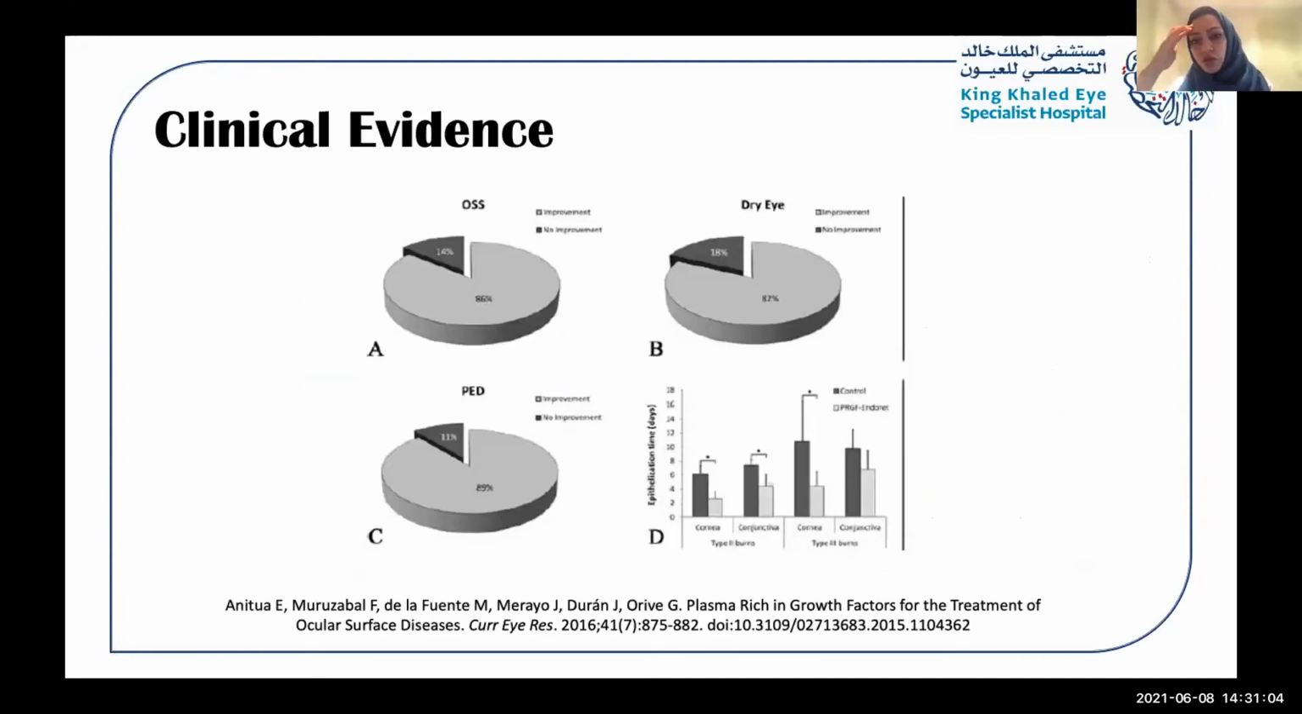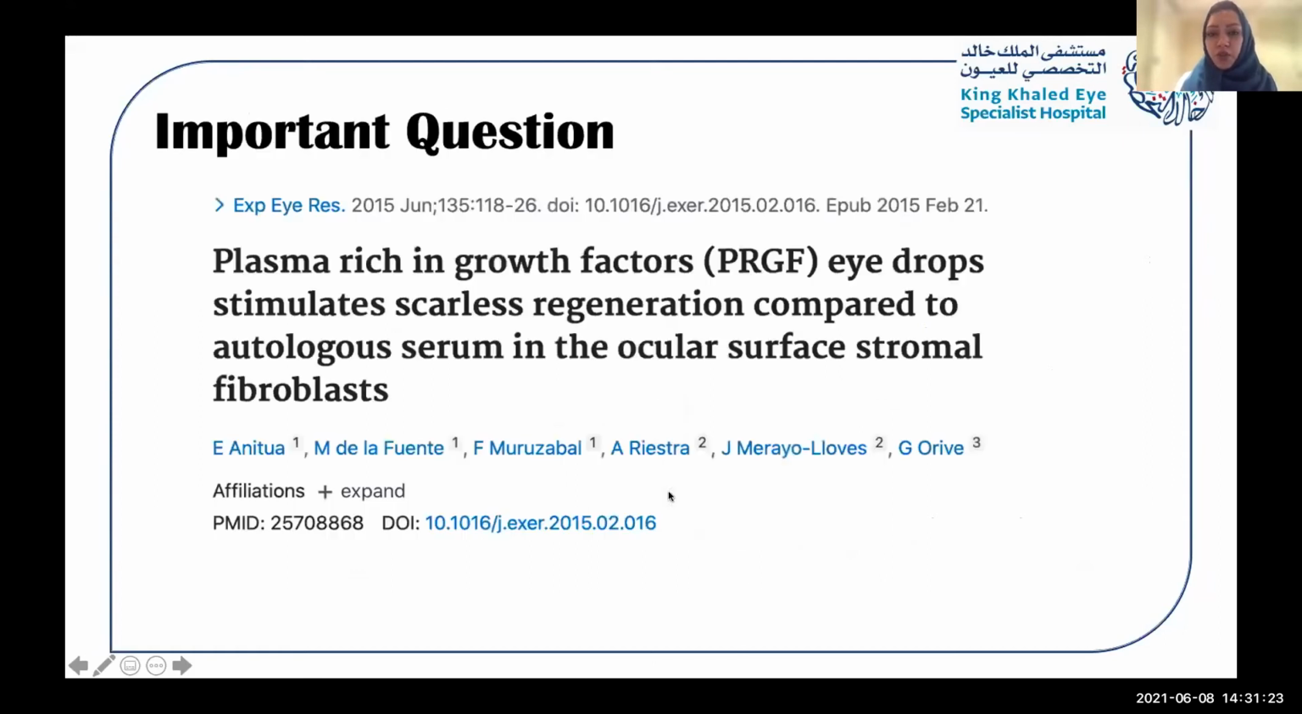Another study, this is just also to tell you in which pathologies it was used: dry eyes, ocular surface syndrome, persistent epithelial defect, chemical burns, and all of that. All showed favorable outcome for the plasma-rich growth factors. An important question is, what is more beneficial, the plasma-rich growth factor or the autologous serum?